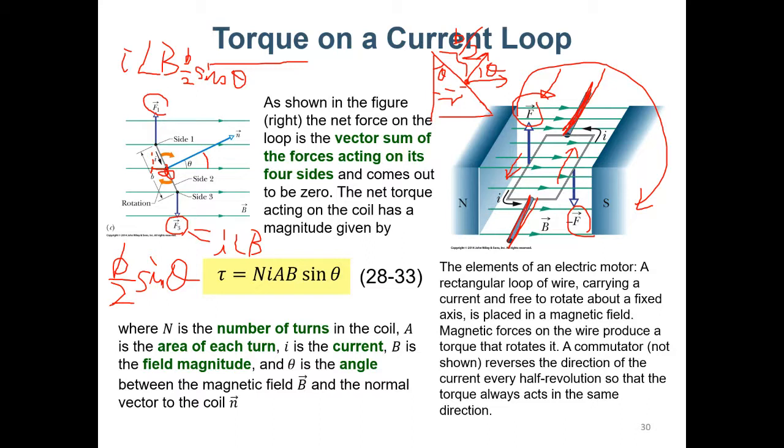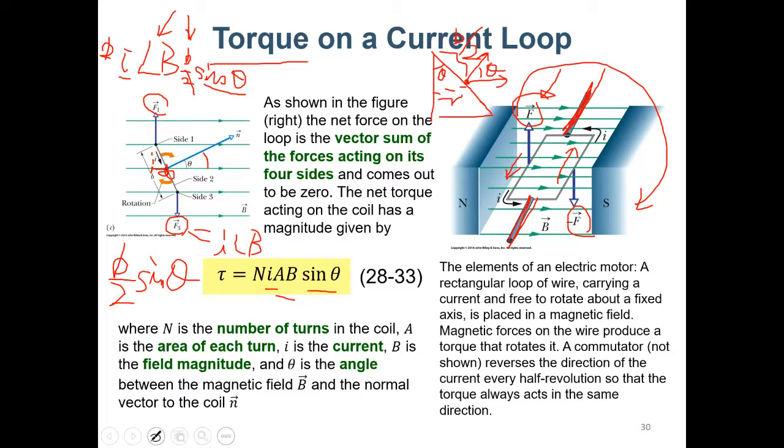And actually, the magnitude of these two are the same, so we multiply it by 2. So these 2 and these 2 are cancelled. And L times B is the area of this loop. So we have AB, and also I sine theta.